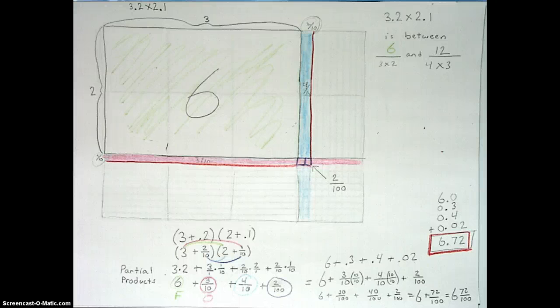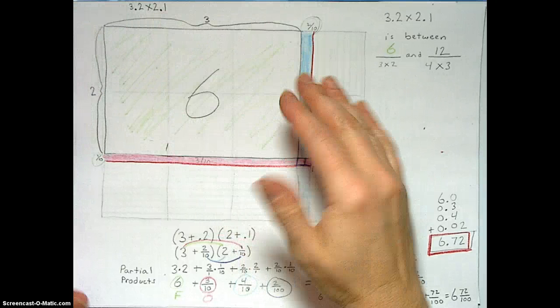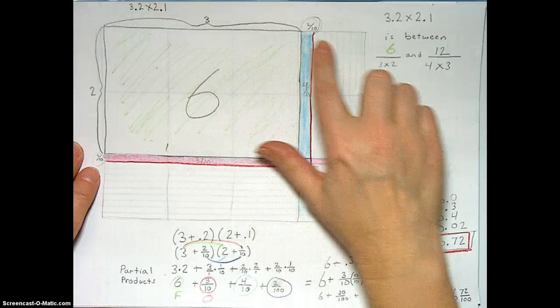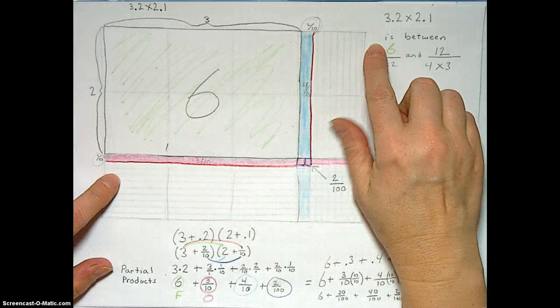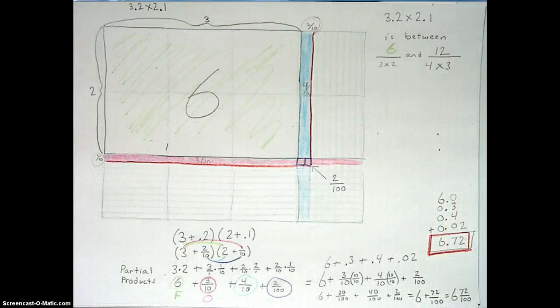So I hope seeing all this helped, and helped you understand where the estimate comes from too, because it's got to be bigger than just 3 times 2, but it's got to be smaller than the next whole numbers up, 4 by 3, which would give you the 12. Our area there has to be between those two.